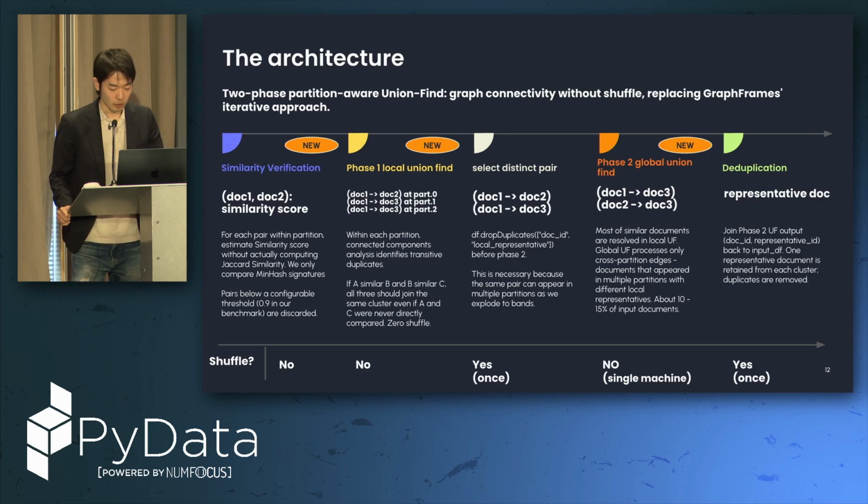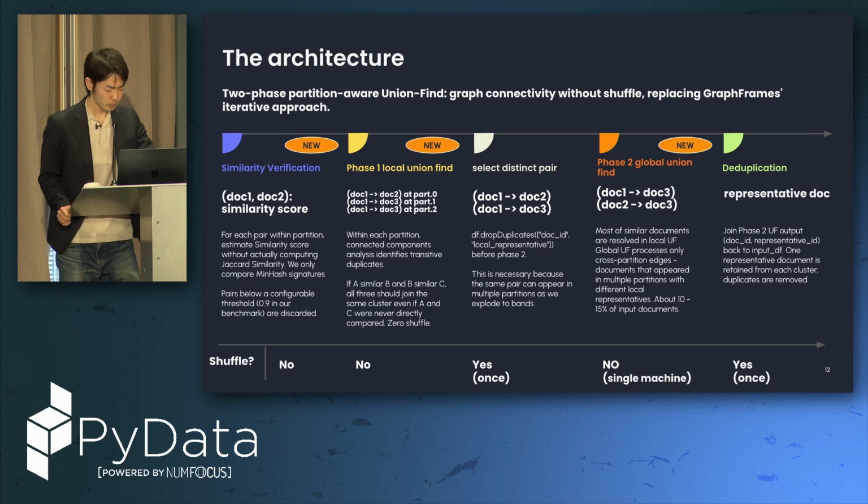And then the last step is the global union find. Most of the similar documents are already resolved in the local union find, which means within a partition. The global union find is to process cross-partition edges, meaning documents that appeared in multiple partitions with different parents, different local representatives. This is only about 10 to 15% of the input documents. And this causes no shuffle because we run this step on a single machine.